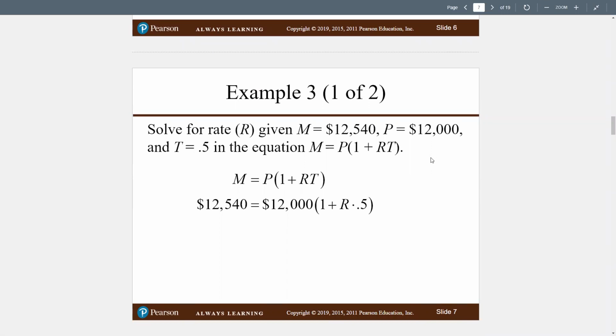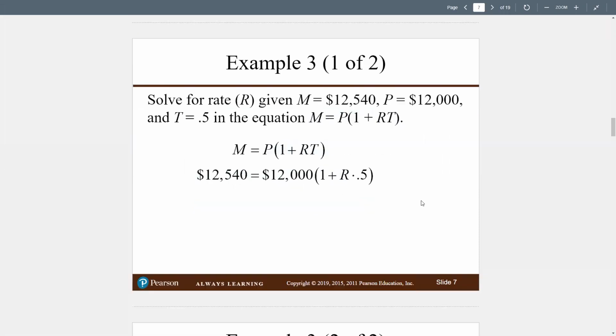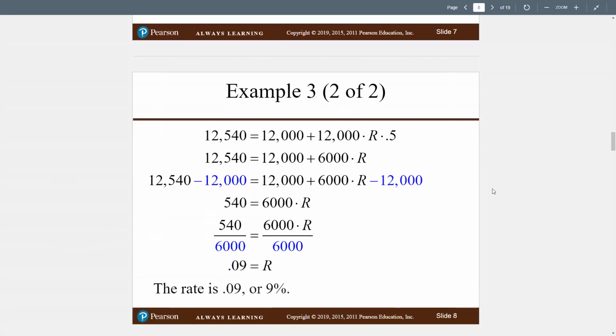All right. This one's a little bit different because this is talking about maturity. So they're giving you M equals P times 1 plus RT. Again, they gave you what you needed. You just plug it in, and then you kind of rearrange to figure out your rate.